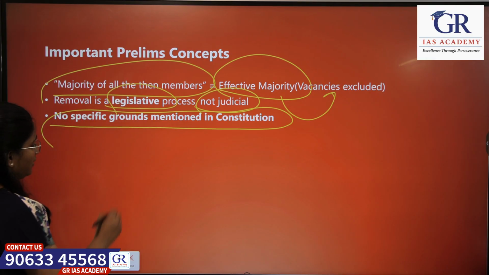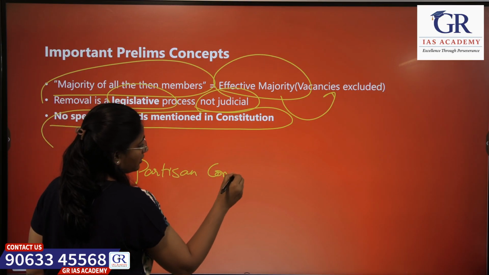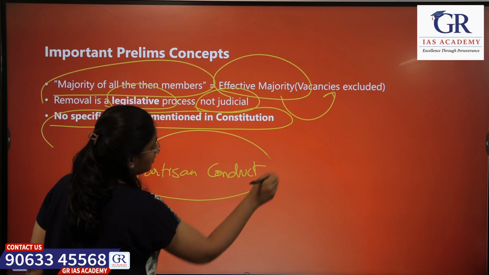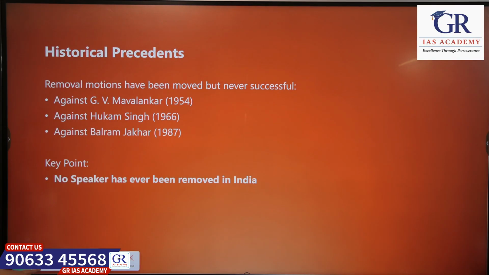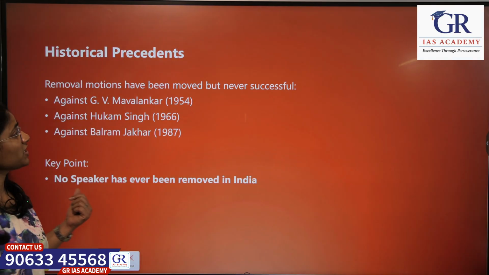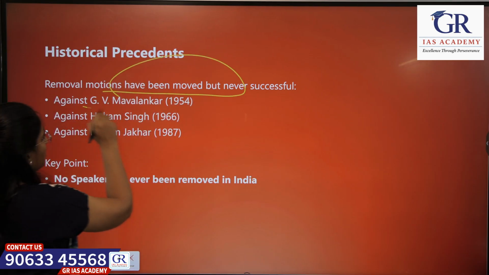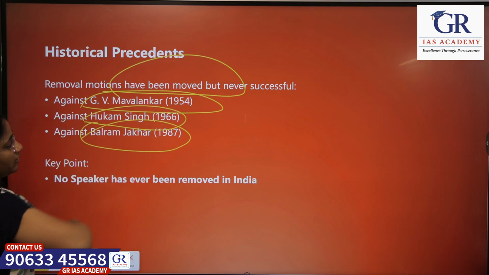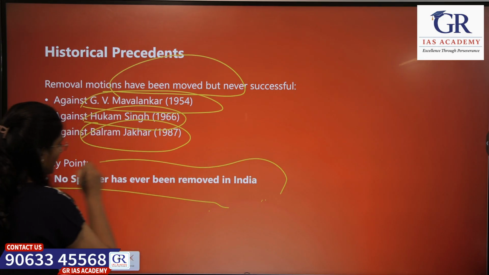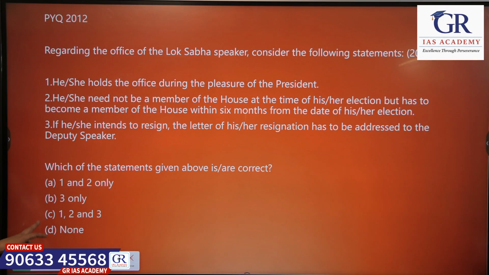So usually alleged partisan conduct will be the reason for the removal from the office of the Speaker. Motions have been moved in India against G.V. Mavalankar in 1954, against Hukam Singh and Baliram Bhagat, but none have been successful. So no Speaker has ever been removed from his position in Lok Sabha in India.